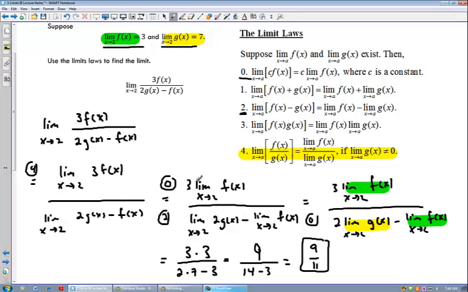Now I know you can just plug in a 3 here, and you can plug in a 7 here, and plug in a 3 here, and get out 9 over 11. That's not the point. The point is to understand that there are certain laws for limits, that they basically go through addition, subtraction, multiplication and division, and you can use these laws to justify why the limit is actually 9 over 11.